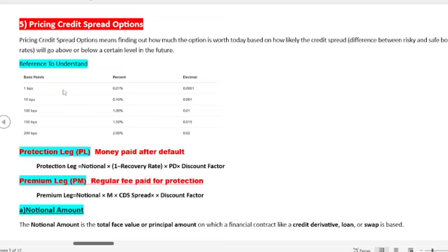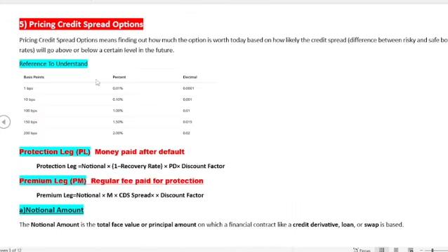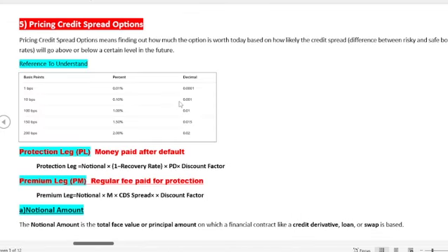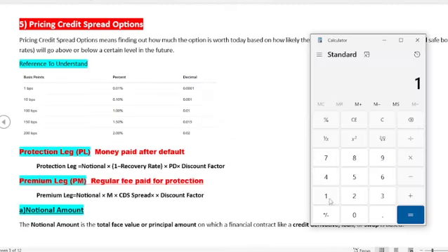I tried to explain this in class. Let's understand this. So 1 bps, this is a reference for solving the numericals. For example, if you have 1 bps, open the calculator here. If you want to convert 1 bps into a percentage, simply put in the calculator 1 divided by 100, and you get 0.01. This is in percentage: 1 bps in percentage is 0.01.